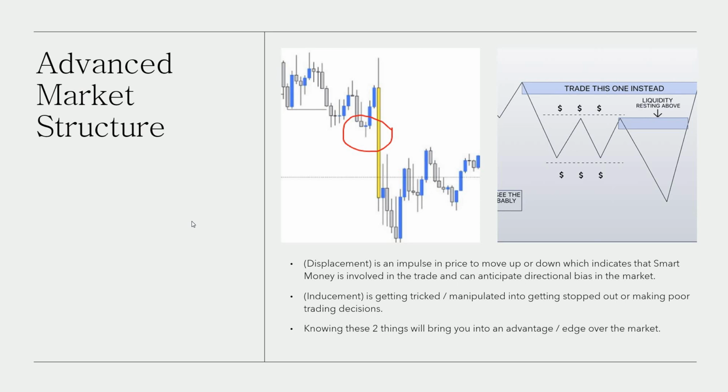Now, we're going to be going over displacement and inducement. So I just talked about failed displacement. We're going to be talking about what displacement is, and then what inducement is, and how we can spot this and anticipate this happening. Okay? So, displacement is an impulse in price to move up or down, which indicates that smart money is involved in the trade and can anticipate directional bias in the market. Inducement is getting tricked or manipulated into getting stopped out or making poor trading decisions. Knowing these two things will bring you an advantage or edge over the market. Okay? So let's dissect this one by one.